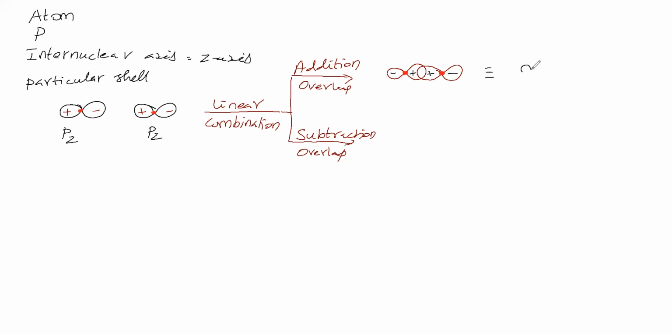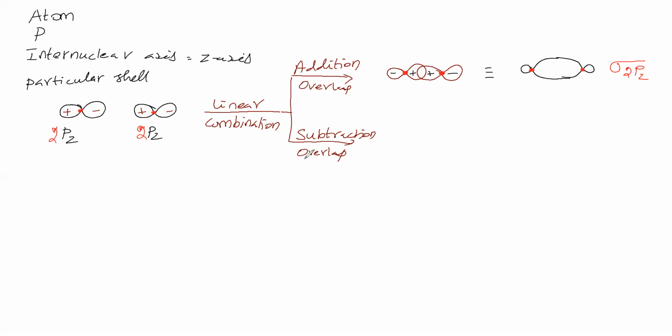Addition overlap will result in a molecular orbital. So we got a molecular orbital, with a nucleus here and a nucleus here. This is a bonding molecular orbital. Here the overlapping takes place along the internuclear axis, therefore it is a sigma molecular orbital. If it is from the second shell, we will say sigma 2pz.